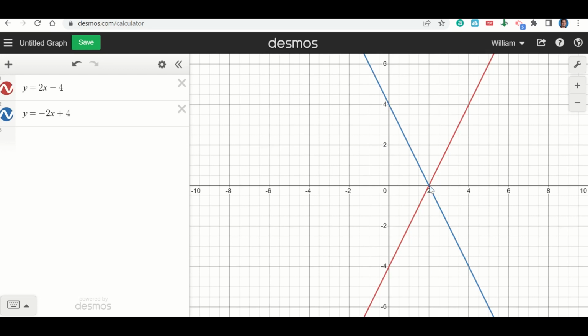And if I go to where the two lines intersect and click on it, I can see that it gives me the coordinates of exactly where the two lines intersect. They intersect at x equals 2 and y equals 0. So this would be the solution to my system of equations. And I can do this by inputting any two equations and then going to the point of intersection and clicking on it. It will tell me what the coordinate of that is, with the x coordinate first and the y coordinate second. So this is how you can check your work using Desmos when dealing with systems of linear equations.